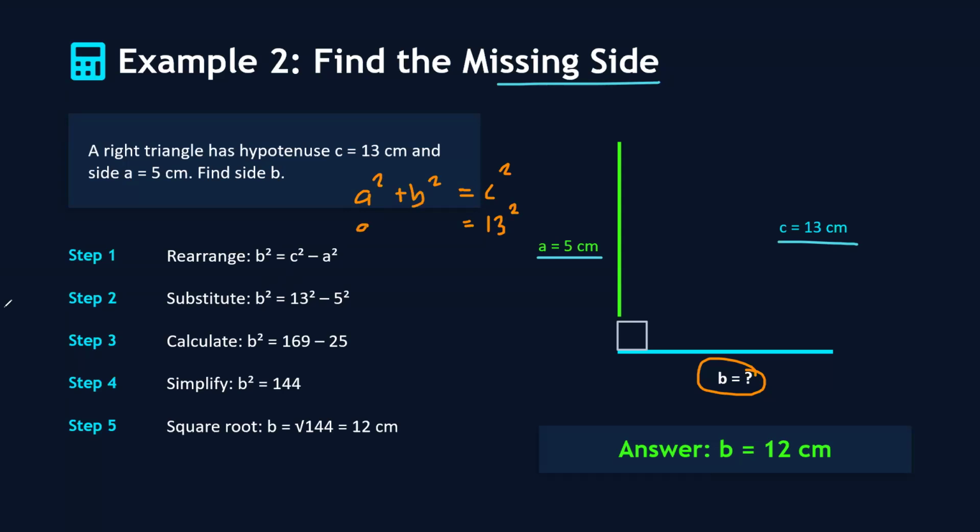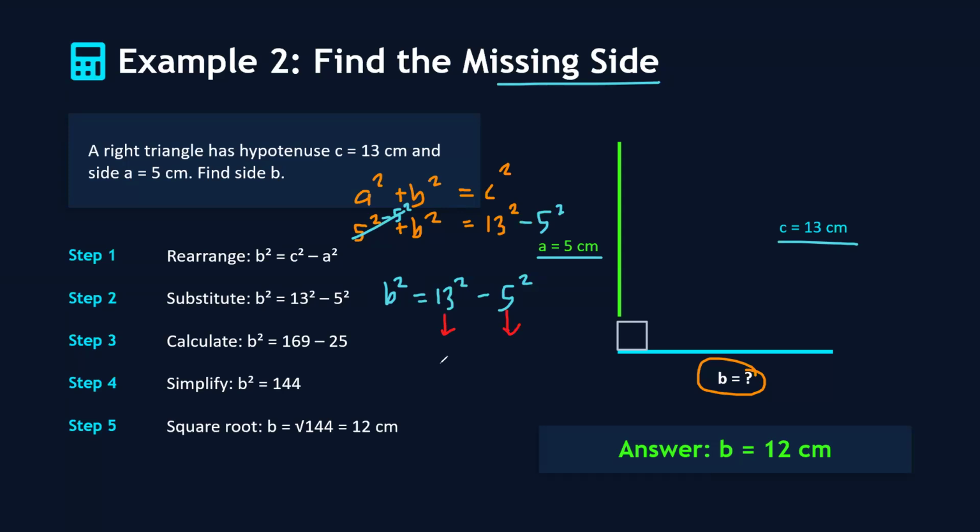A is also given, so that is 5. B we don't know about. So we try to make B the subject, so you'll be applying the opposite operation. If it is 5 squared here, take it to the other side. So you'll do minus 5 squared from this side, minus 5 squared from the other side. The opposites cancel out. Now you're left with B squared, which equals 13 squared minus 5 squared. We're just solving for B, so you'll be calculating these individually.